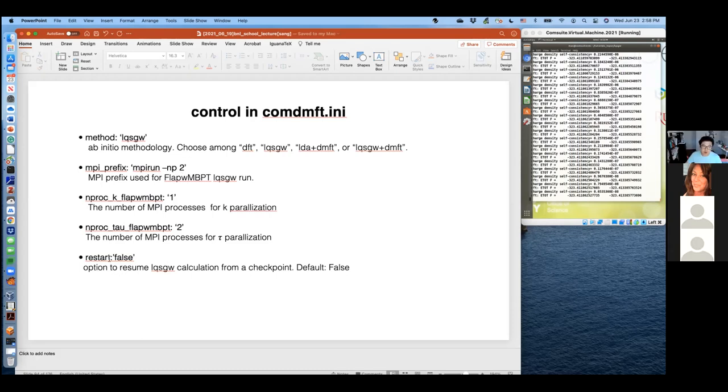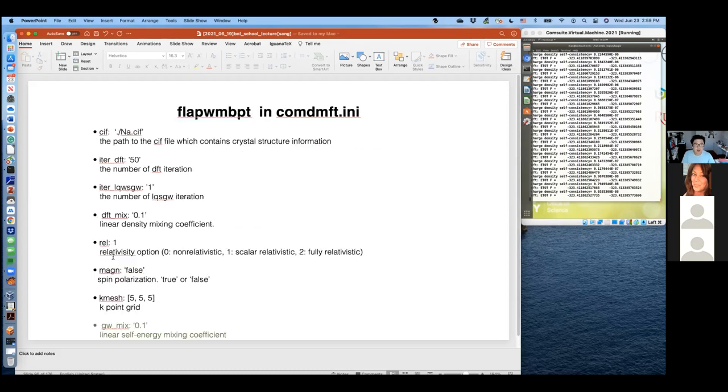And for the restart option, I will say that this is false, but if you want to resume the calculation, of course you can. And for the FlapMPPT keys, this is a dictionary. We have key and value combinations here. First, we need to specify where the crystallographic input file is. So it is the sodium file there. And the number of DFT iterations will be 50.